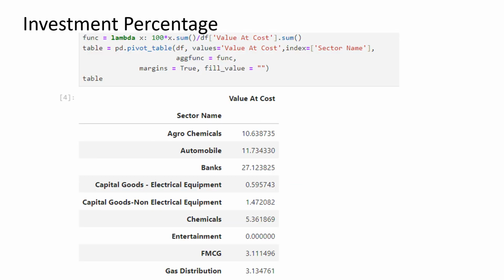The next example is to some extent interesting. Here I have shown the percentage of investment sector wise. To calculate the percentage, I have defined a function: 100 times the sum of stocks under each sector divided by the total sum. The value field is value at cost, that is investment, and the index field is sector name. So in this case, it is showing in agrochemical the investment is 10.63%, in automobile the investment is 11.73%, in bank the investment is 27.12%.